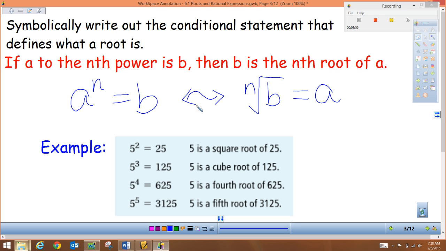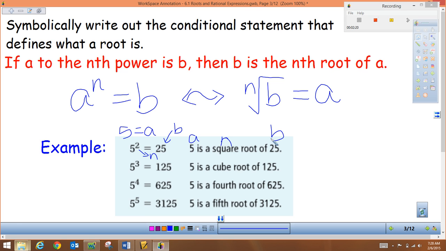Okay, some examples below. So if 5 squared is 25, 5 would be a, 2 would be n, and 25 then is b. So that means that 5, again a, is the square root of 25. So it's just the opposite. If you square something, you get an answer. If you take the square root of that answer, you're going to get what you had in the first place. 5 cubed is 125. 5 is the cube root of 125.